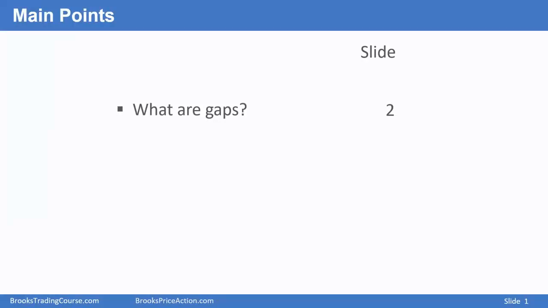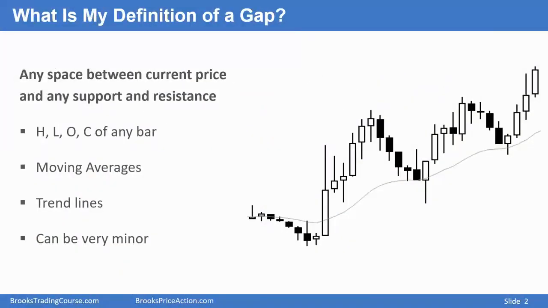I want to begin by explaining what I mean when I talk about a gap. I use a very broad definition. For me, a gap is a space between the current price and any support or resistance. For example, support or resistance can be the high, low, open, or close of any bar, the current bar or prior bars, any moving average, trend lines, trend channel lines. A lot of times the support or resistance can be minor, yet it turns out that the gap is important.